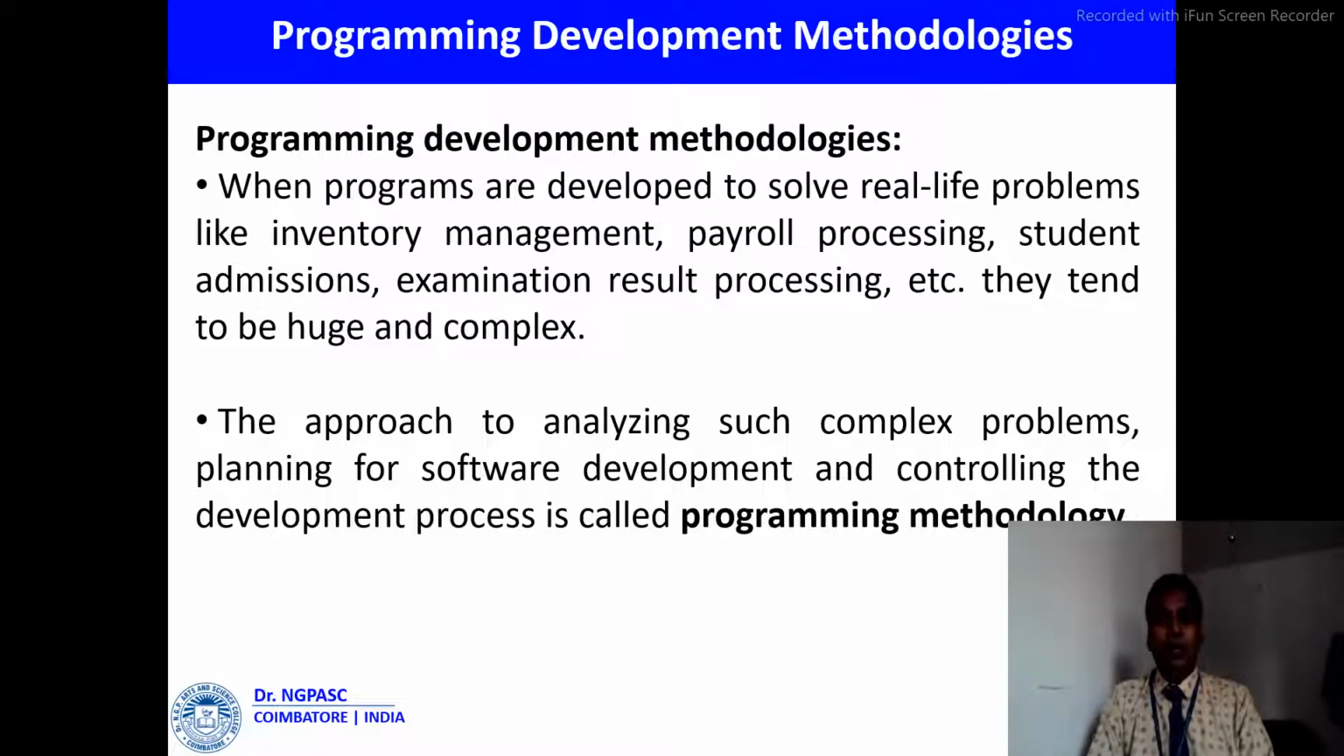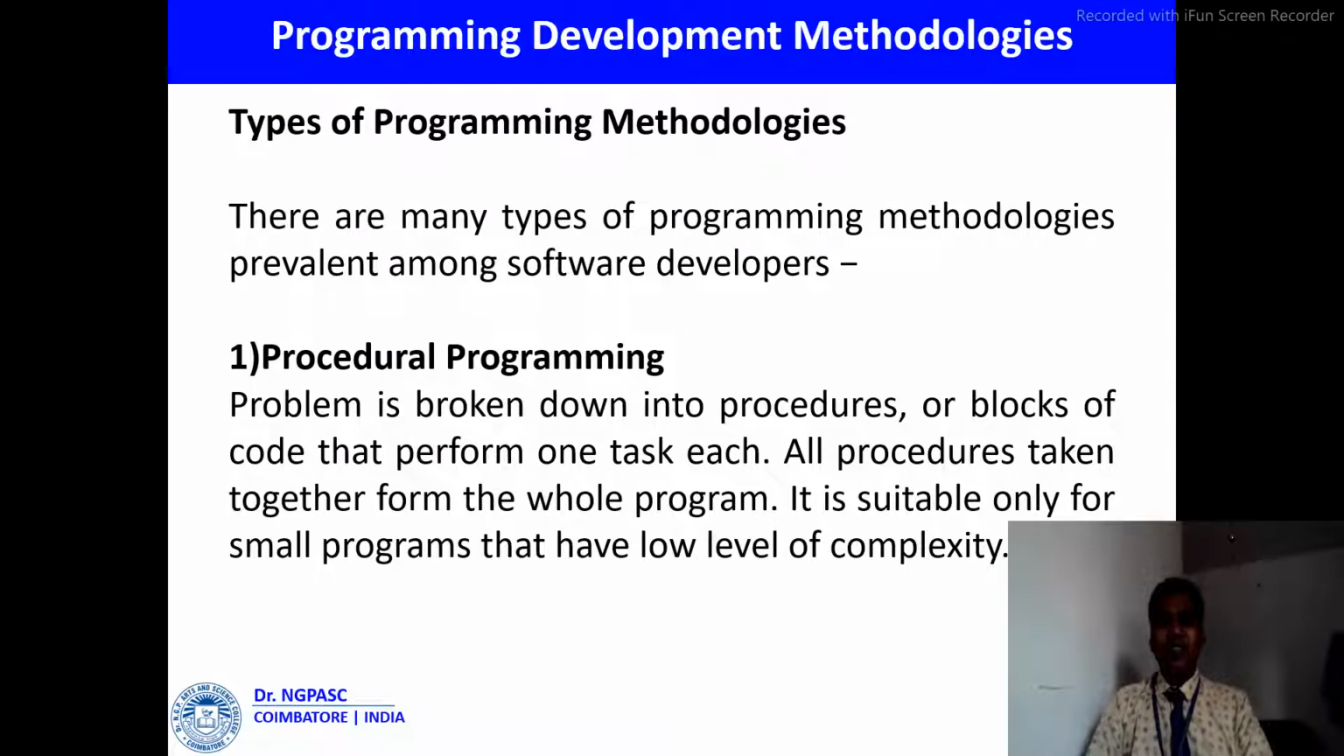In day-to-day life, we work on many programs and problems related to an inventory management system, a payroll processing system, student administration, or examination results. These tend to be very large or complex. In order to solve the complex problem, we go under software development, and controlling the development process is called programming methodologies. There are four types of programming methodologies.